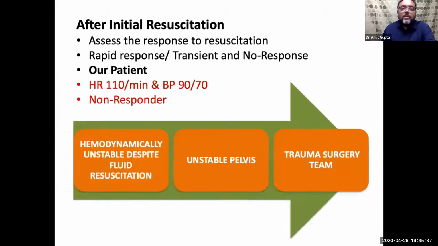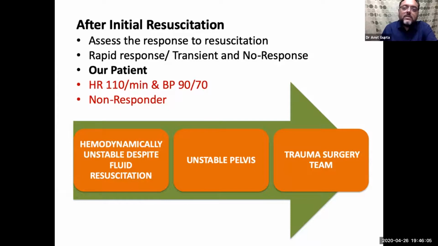In any given non-responder, that means he has hemodynamic instability despite fluid resuscitation. He also has an unstable pelvis. So our focus would be that his pelvis is bleeding into the retroperitoneum. So we have two subsets of patients here, dealt with in the emergency room by the trauma surgeons or general surgeons.